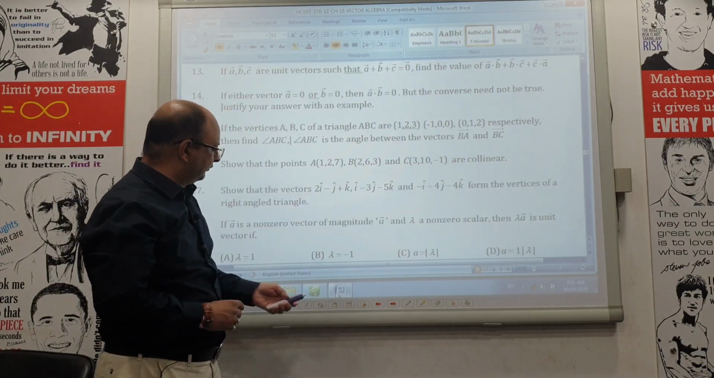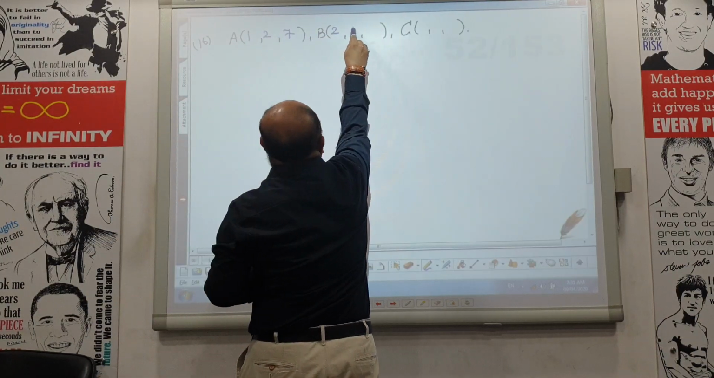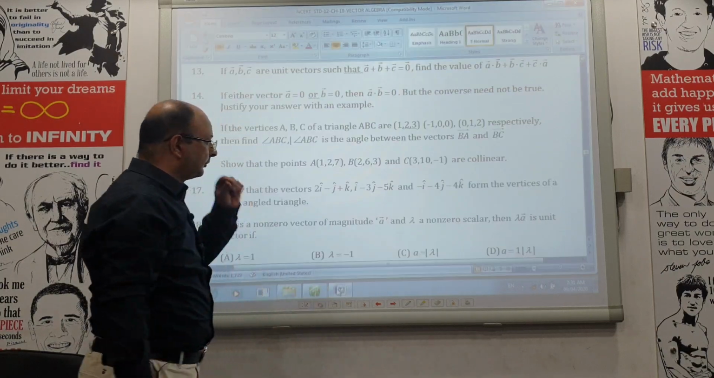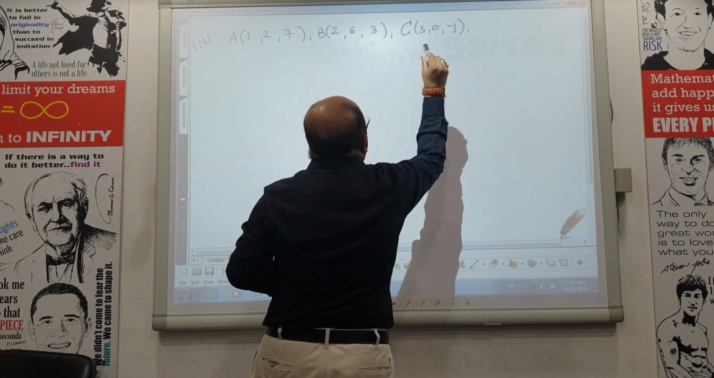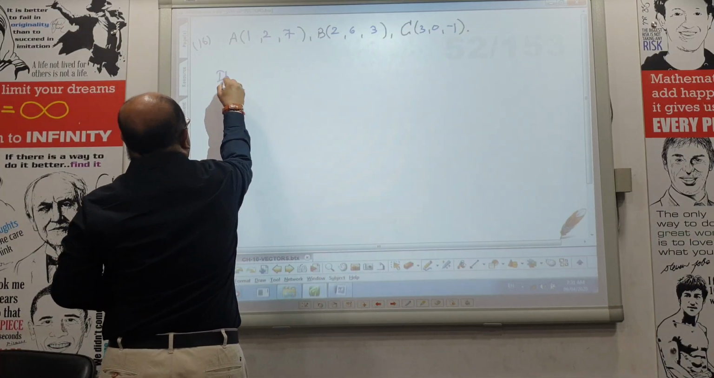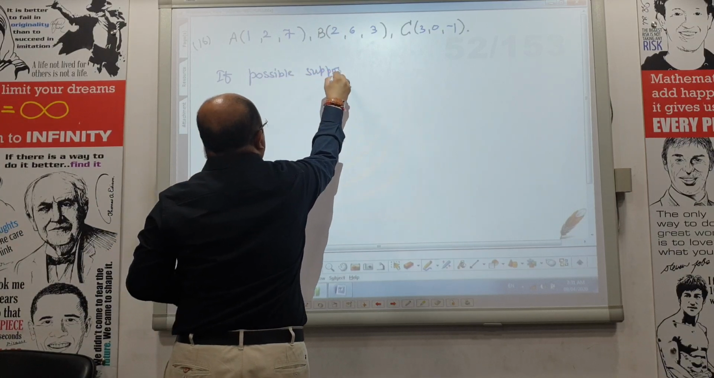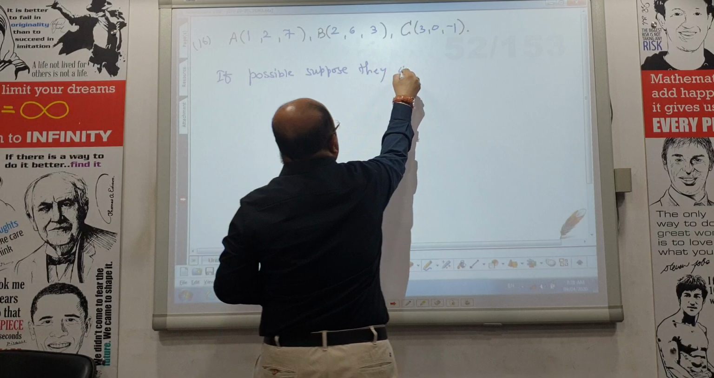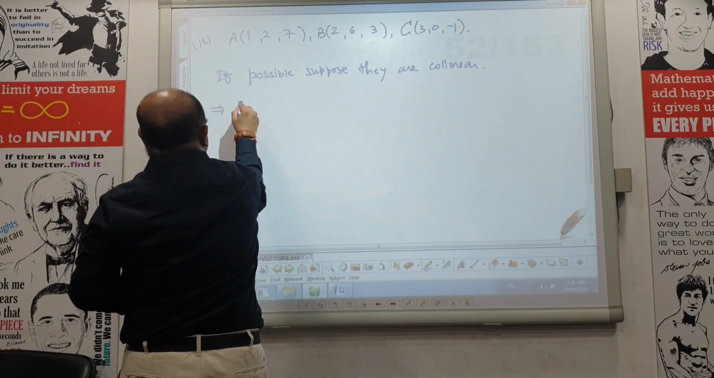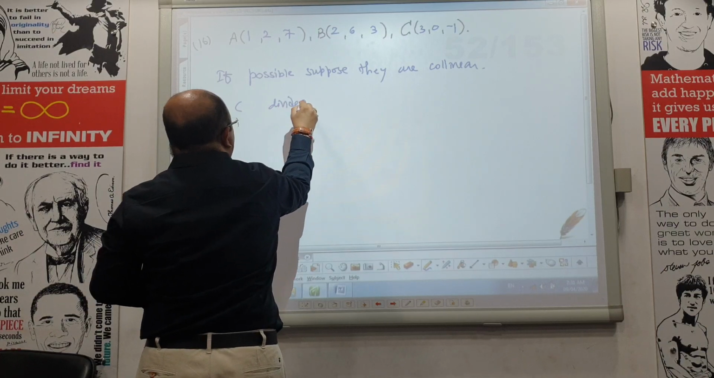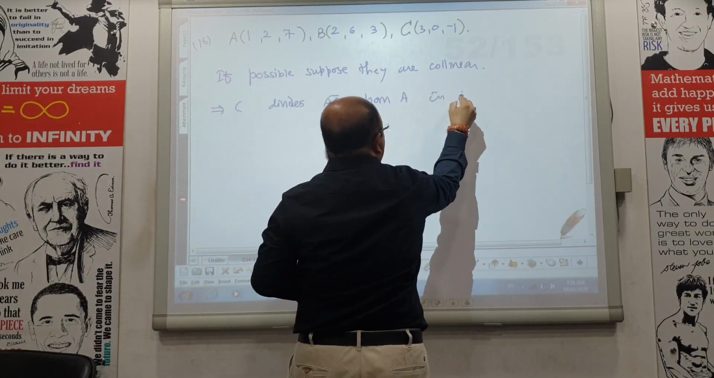Come on, let's write down 1, 2, 7, 2, 6, 3. One more point, that is 3, 0, minus 1. If possible, suppose they are collinear. Actually, I wanted to prove that if they are collinear, then C divides line segment AB from A in some ratio lambda.